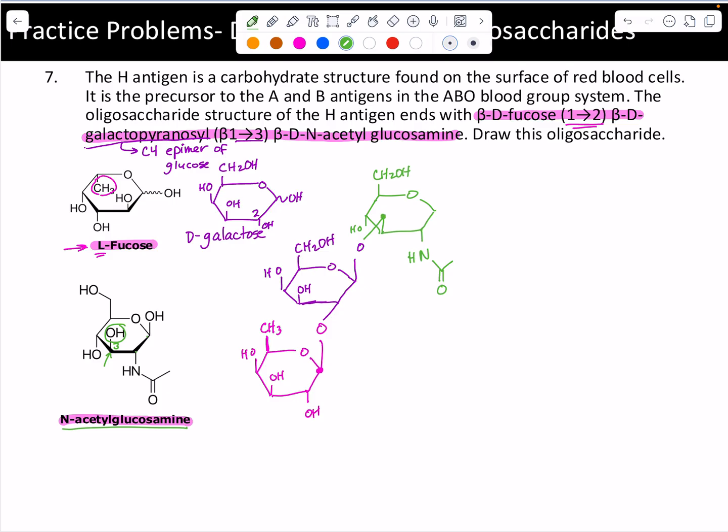Now, I was told it was a beta 1 to 3 linkage. This is my beta 1 to 3 linkage, right? And then I'm told it's beta D-acetylglucosamine, so I have to make this one in the beta form. And then my previous linkage was an alpha 1 to 2. Oh no, I'm sorry, it was a beta 1 to 2. Okay, so that is what the structure of the H antigen actually looks like in Haworth representations.